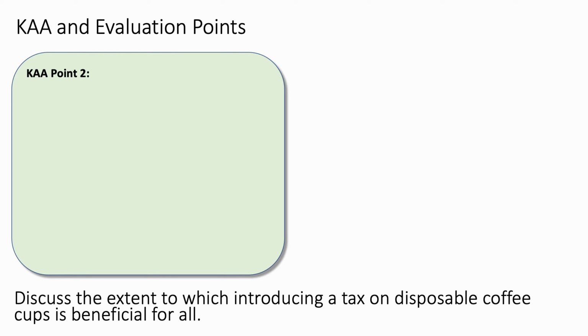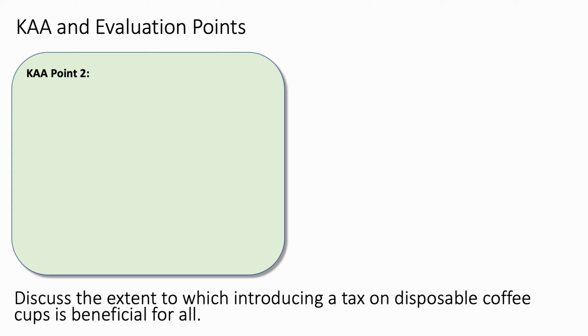Then leave a couple of lines again and build your second KA point. Interestingly, what some students are doing is reminding themselves to make it a KA point by putting a little bit of pencil in the margin. This is a KA point. This is an evaluation point. That might be a good idea in the exam, just to make it really clear that you're on the right track.